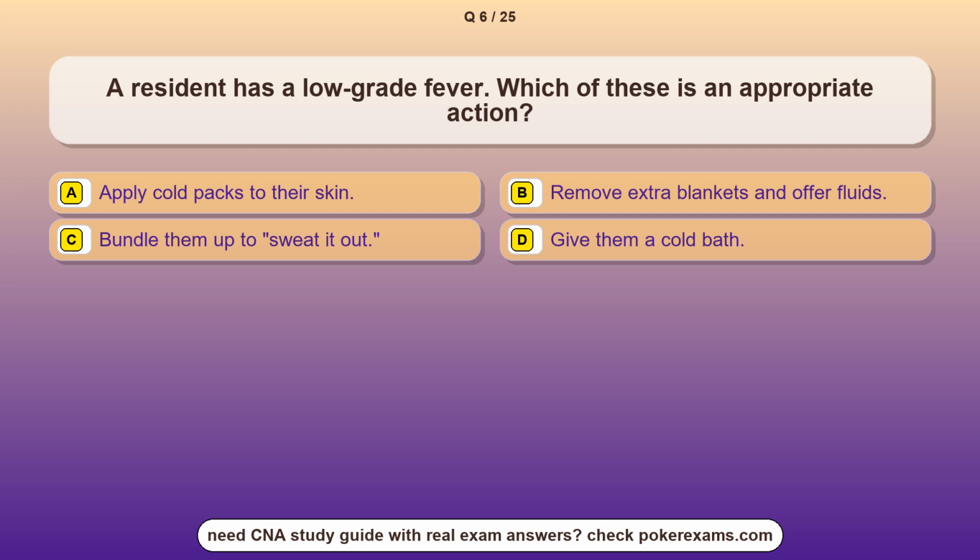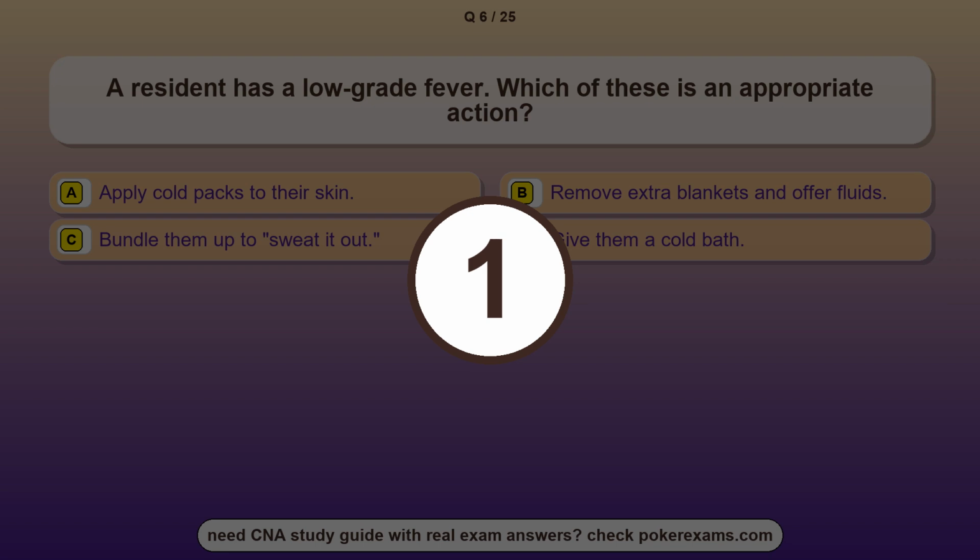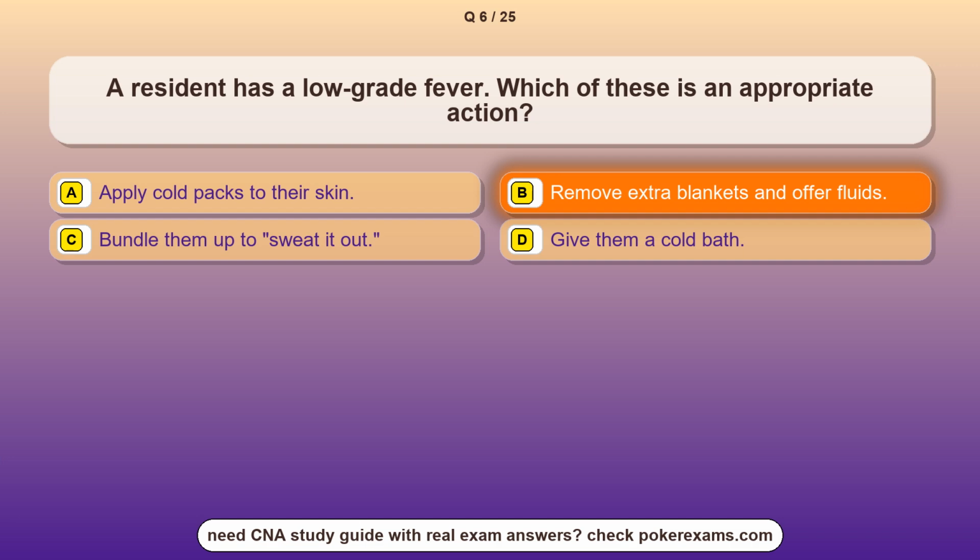Question 6. A resident has a low-grade fever. Which of these is an appropriate action? Option A, apply cold packs to their skin. Option B, remove extra blankets and offer fluids. Option C, bundle them up to sweat it out. Option D, give them a cold bath. The correct answer is option B, remove extra blankets and offer fluids.